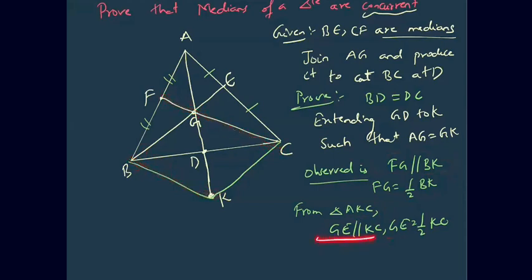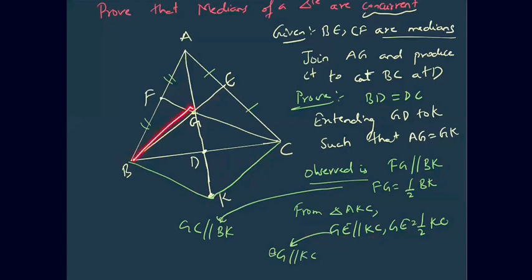Similarly, since GE is parallel to KC, I can say that BG is parallel to KC because BGE is an entire straight line. So if GE is parallel to KC, then BG is also parallel to KC. Okay. So from this I can say that GC is parallel to BK, and from this I can say that BG is parallel to KC, right?